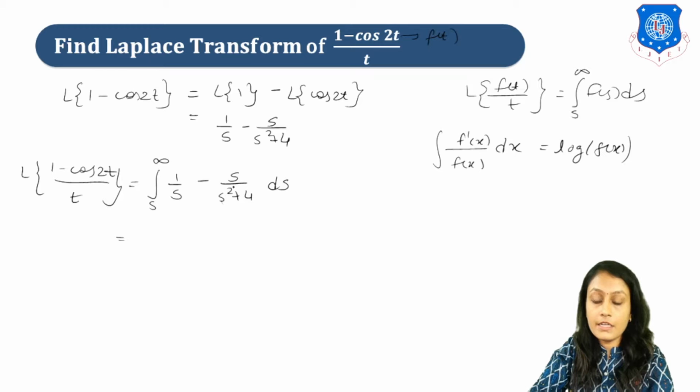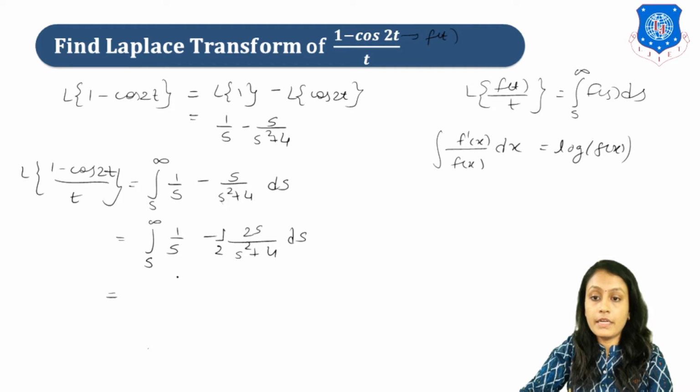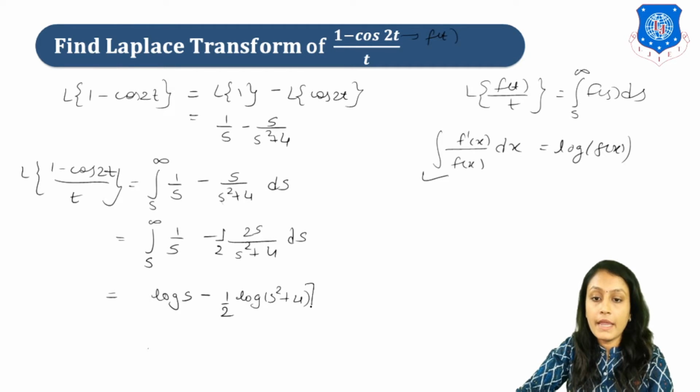Now we have in the denominator s squared plus 4, so its derivative is 2s, so 2s should be present over here. So we will just multiply and divide by 2 to get the required result. So minus 2s upon s squared plus 4 ds. Now integration of 1 upon s is log s, minus this 1 by 2 as it is, and this integration is log (s squared plus 4). We have used this formula, and the limit is from s to infinity.